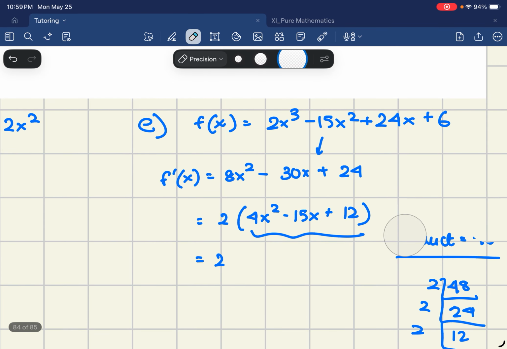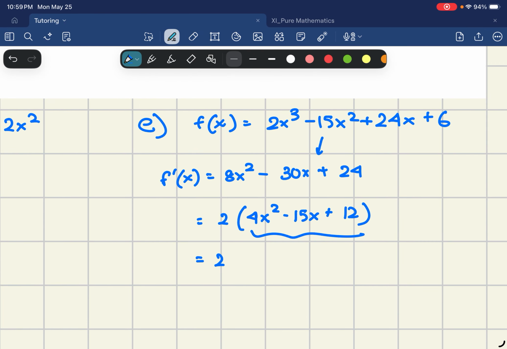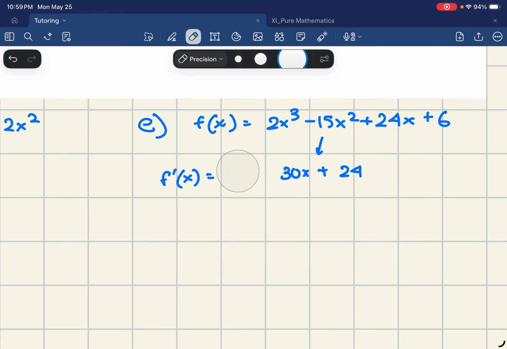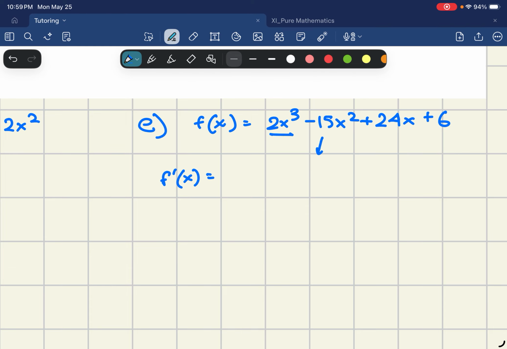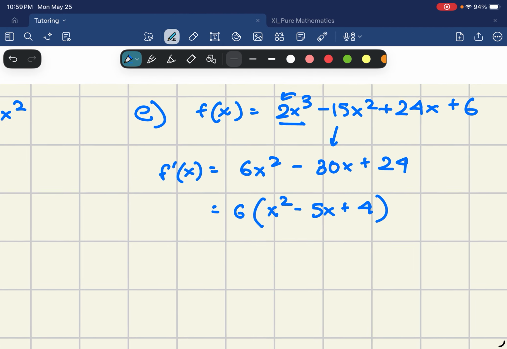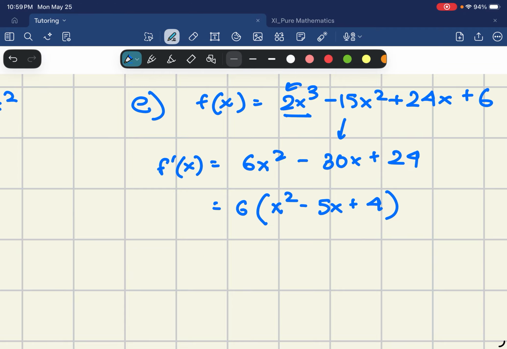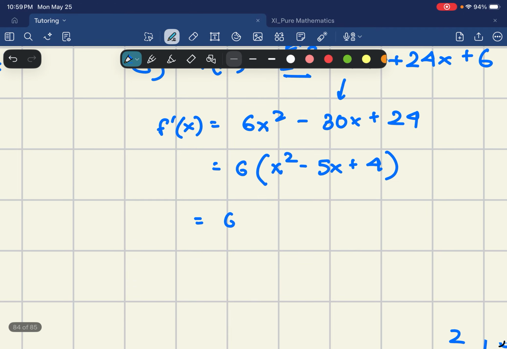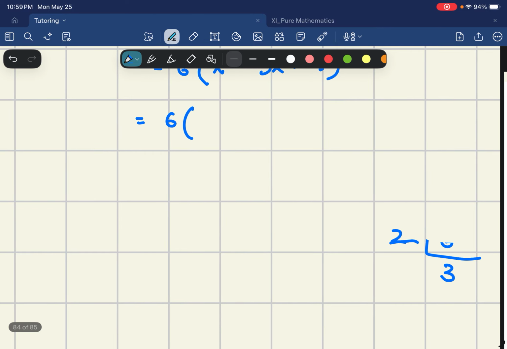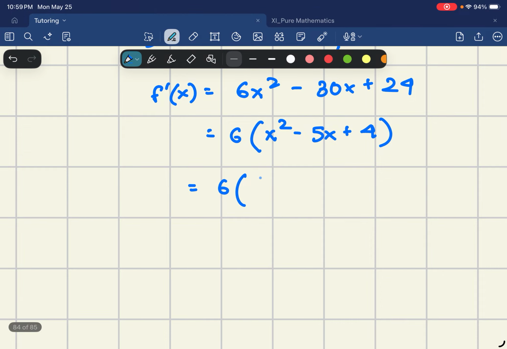Okay, yeah, I made a mistake when doing the differentiation. Okay, that's why it doesn't work. Okay, I'm so sorry. So if I differentiate this, I get 6x squared. 3 2s are 6, not 8. Minus 30x plus 24. Now I can factor out a 6 actually. Alright, so I get this. I can factor out a 6 from this expression. 6 5s are 30, 6 4s are 24. Now if I factor out a 6, so I made a mistake there.